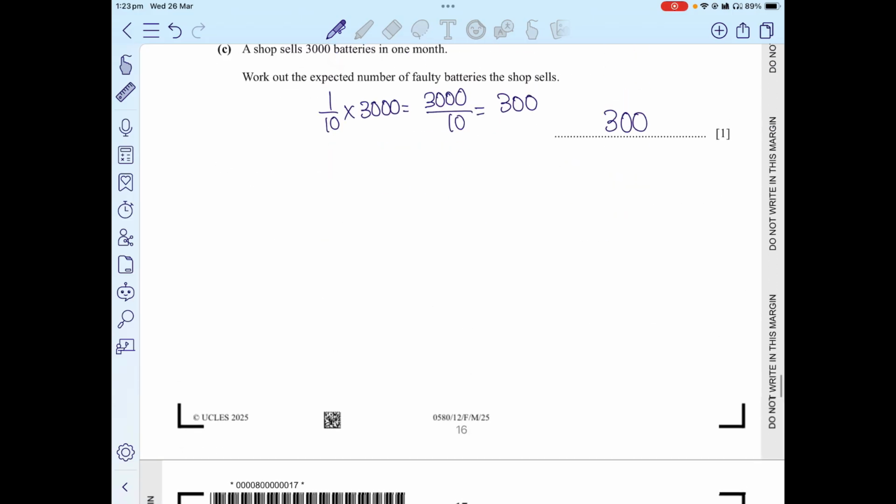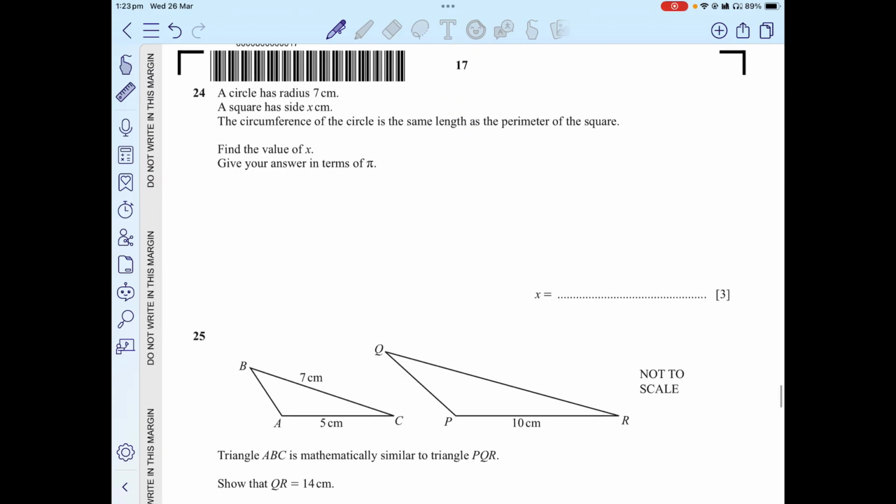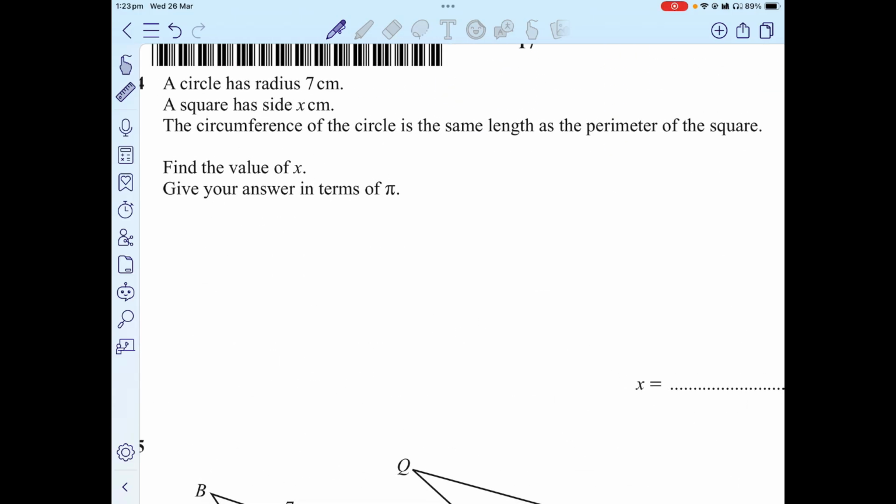Now let's move on to question number 24. A circle has a radius of 7 centimeters and a square has a side of x centimeters.